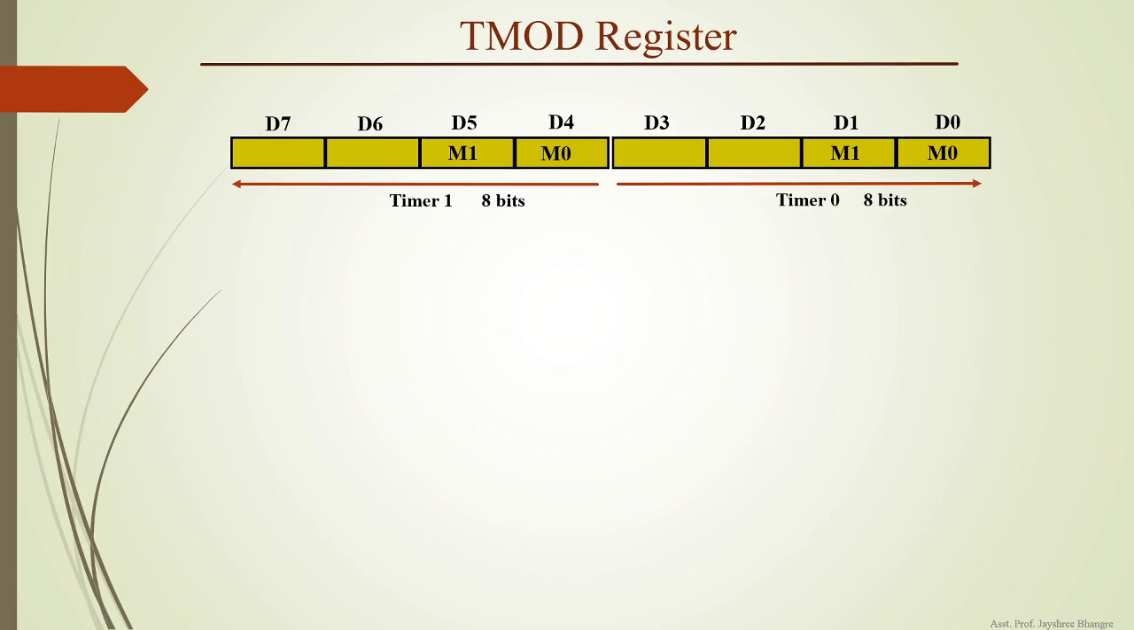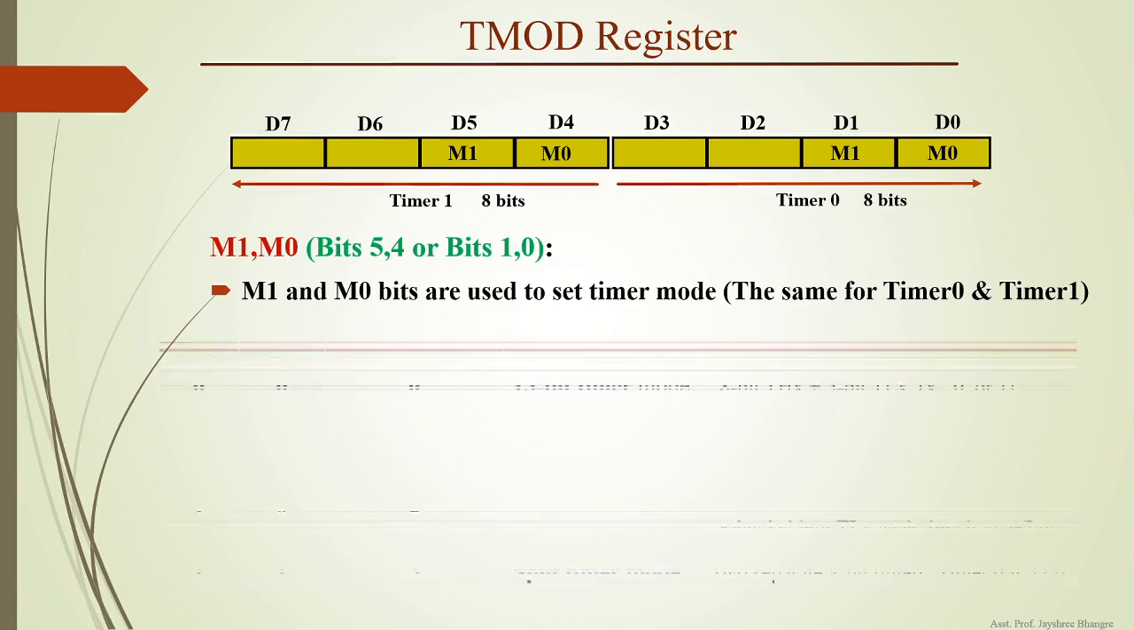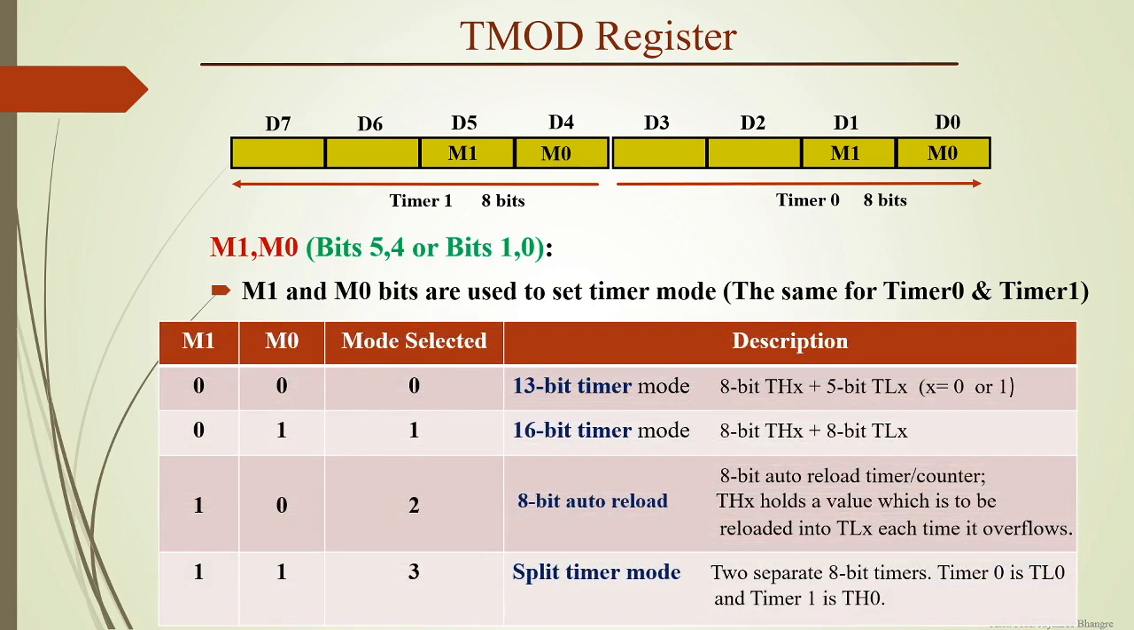The next bits are M1 and M0. These bits are used to set the timer mode. There are 4 modes: mode 0, mode 1, mode 2 and mode 3. When M1 and M0 are 0, 0, then mode 0 is selected, and that is the 13-bit timer mode, in which 8 bits from THX and 5 bits from TLX are used.